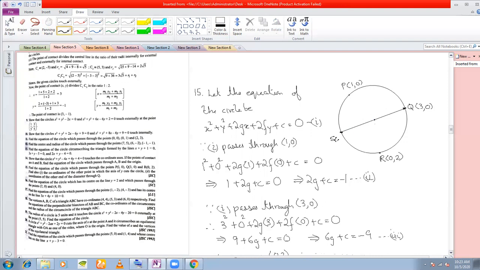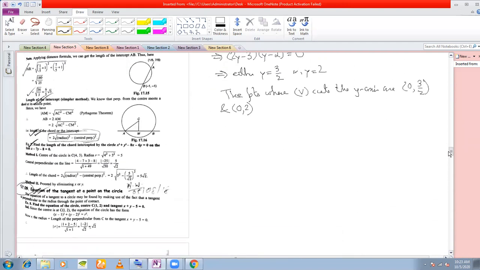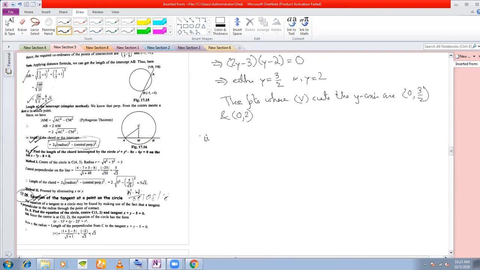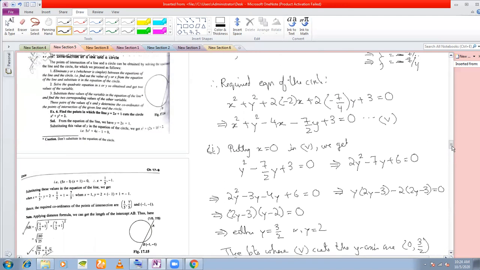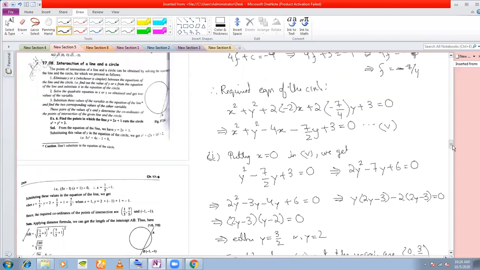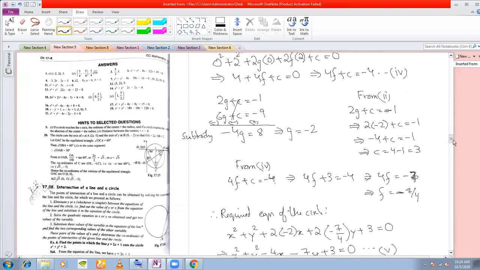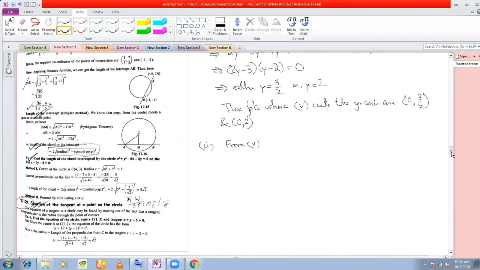Let us say that the coordinates of this is AB. Then we can get the coordinates of the center of the circle from the equation of the circle. So let us find out the coordinates of the center of the circle. From equation 5, 2g is equal to... we've got g is equal to minus 2.